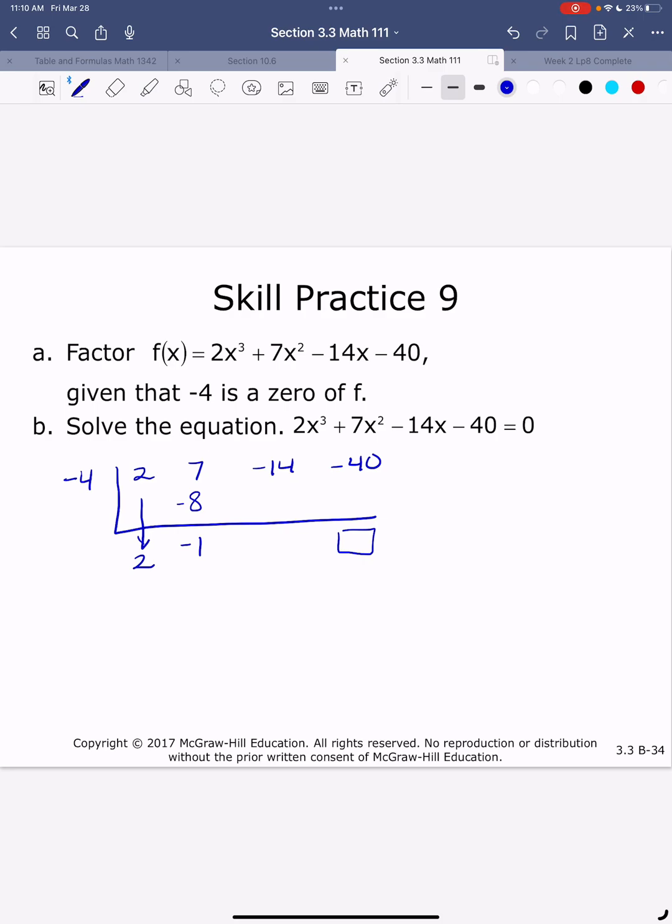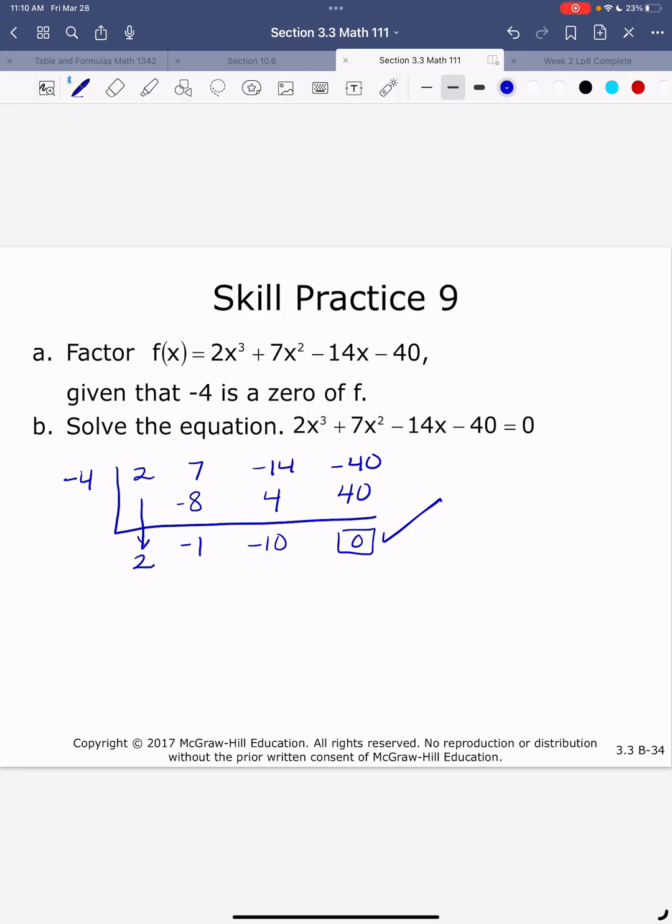Negative 4 times negative 1 will give me a positive 4. Negative 14 plus 4 is going to give me a negative 10. Negative 4 times negative 10 is a positive 40. Negative 40 plus 40 is 0. And just as I would have expected, this shows that negative 4 is a factor of f.